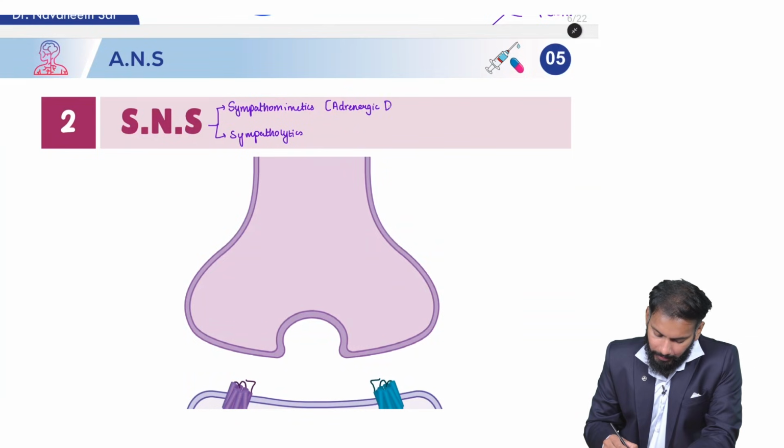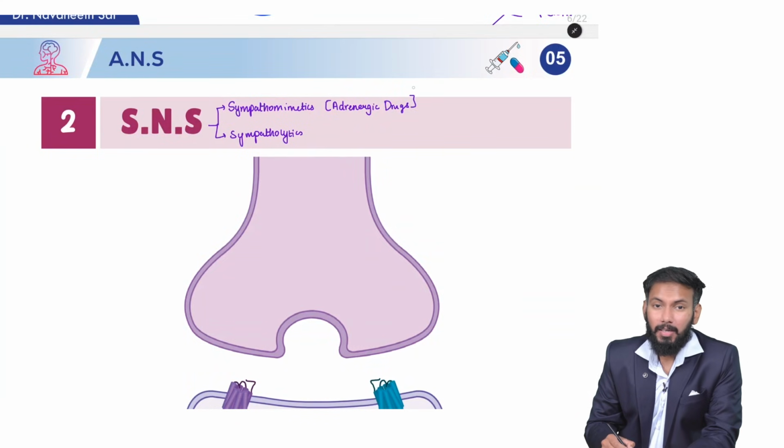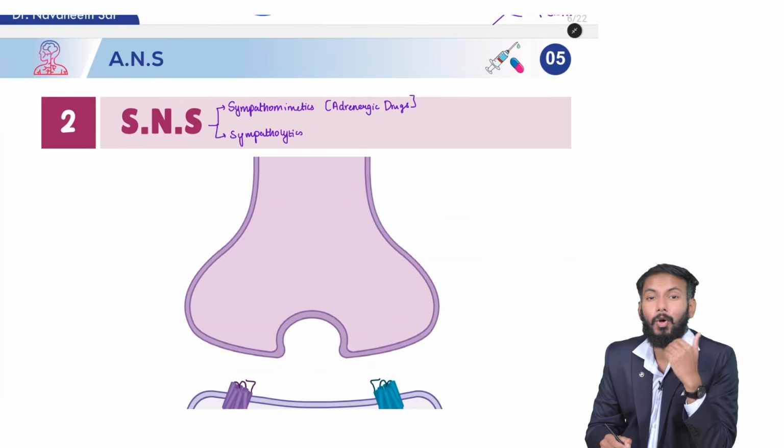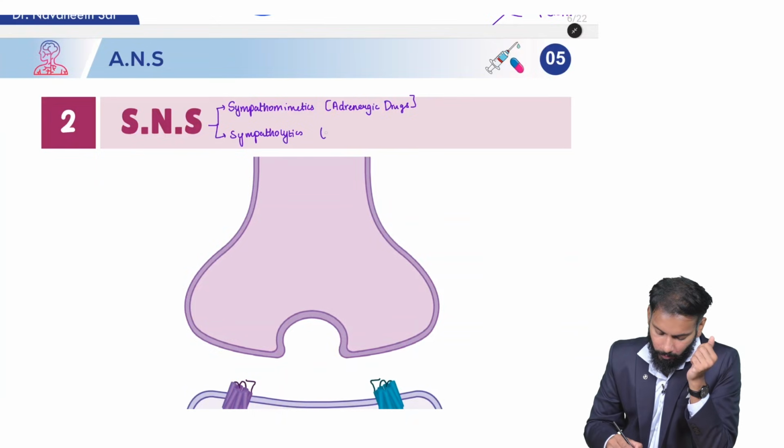Why are they known as adrenergic drugs? Because the major neurotransmitter is norepinephrine, that is also known as noradrenaline. That is why these are known as adrenergic drugs or anti-adrenergic drugs. That's all. These are the two classes of drugs we are going to study.